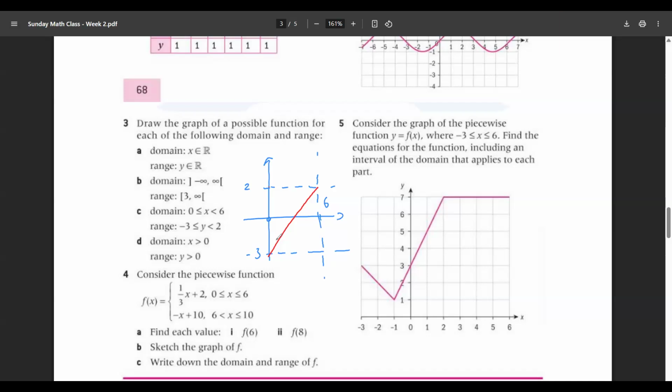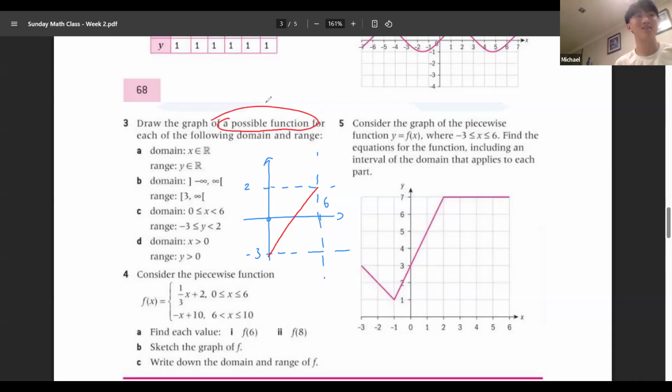So one function can have multiple ways to draw the graph? No, one function must have a unique way. But look at how this question is phrased. Read the question. Draw the graph of a possible function. So what does that mean? Your restriction is the domain and range, right? You're not given a function. You're just given the domain and range. It's like, give me a function that has this domain and range.